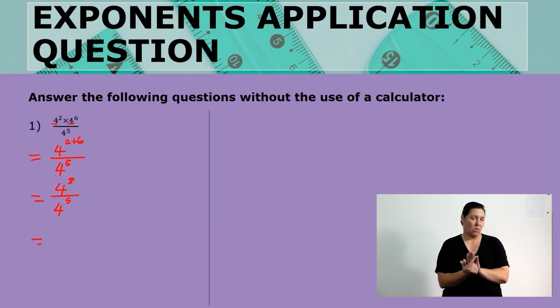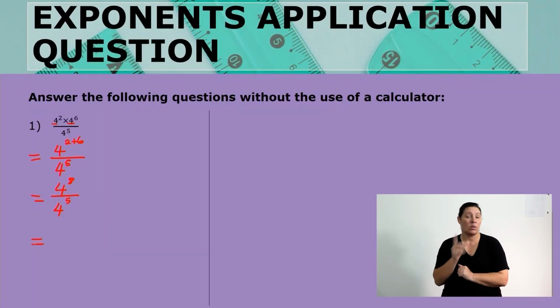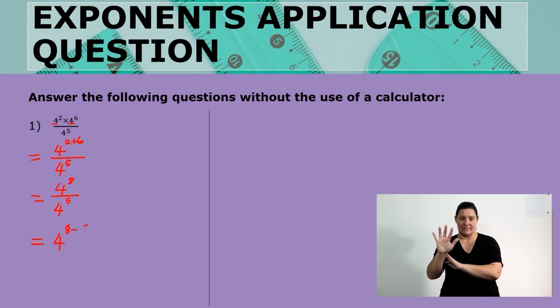Now this brings us to another law, the one that we learned about dividing the same base. Remember, when we are dividing the same base, then we are going to subtract the exponents. So this is going to be 8 minus 5. And our answer there is going to be 4 to the exponent 3.